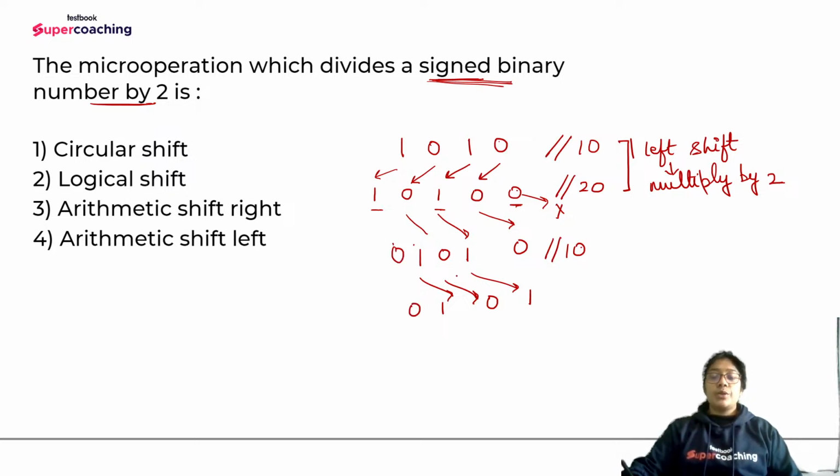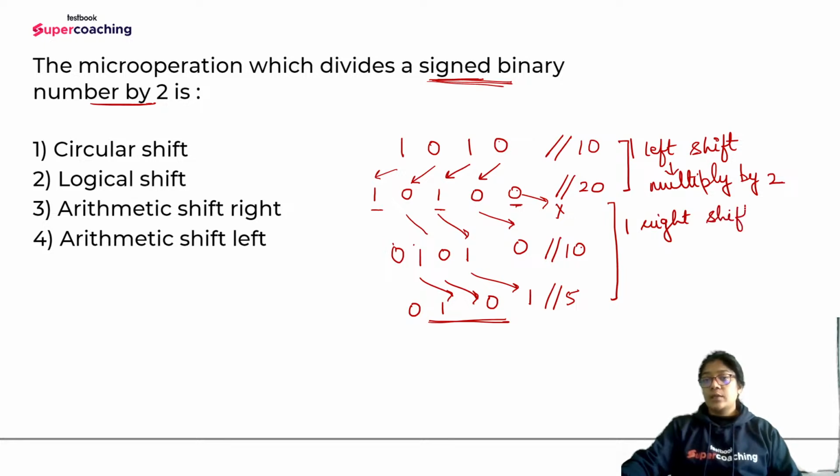This is what we do in the logical shift. So now this is the binary of 5. So number था आपके पास 20, then it is divided by 2, we are getting 10. Then again divided by 2, so we are getting 5. This means that one right shift means divide by 2. That means for dividing the number by 2, we need to follow the right shift.